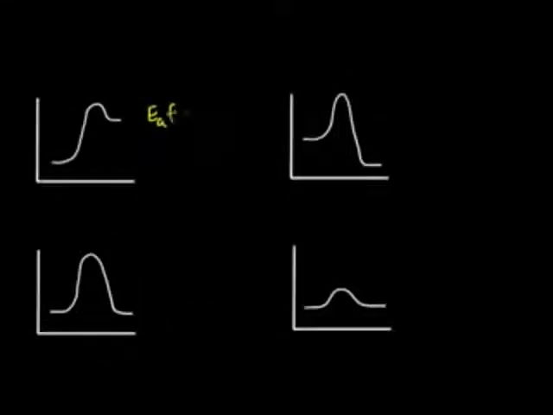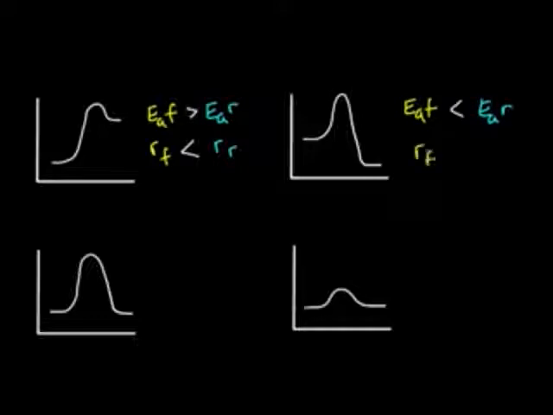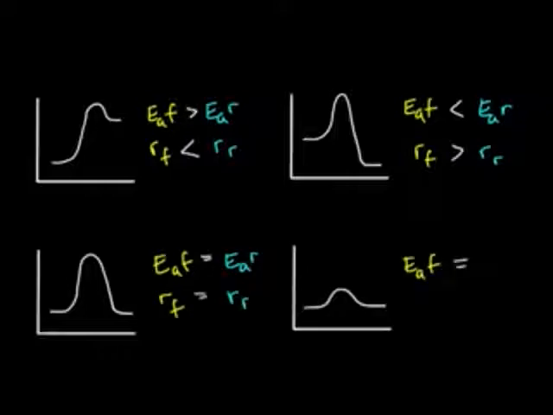In this one, the forward activation energy is higher than the reverse activation energy, so the forward rate is slower than the reverse rate. In this one, the forward activation energy is lower than the reverse activation energy, so the forward rate is faster than the reverse rate. In these two, the forward and reverse activation energies are the same, so the forward and reverse rates would be the same. In real-life chemical processes, the rates of the forward and reverse reactions are often very different.